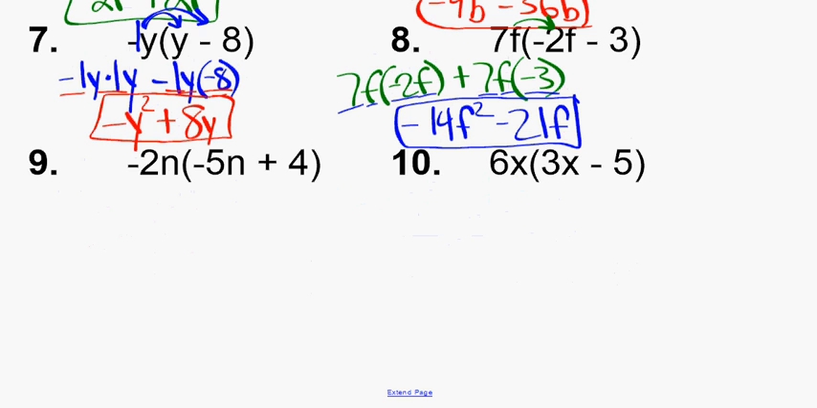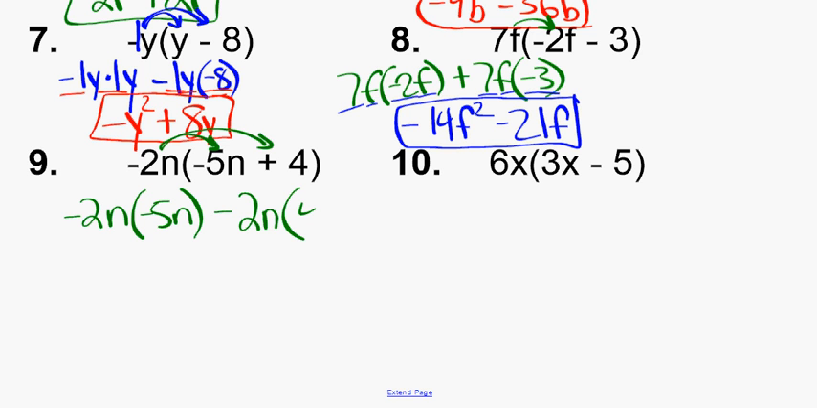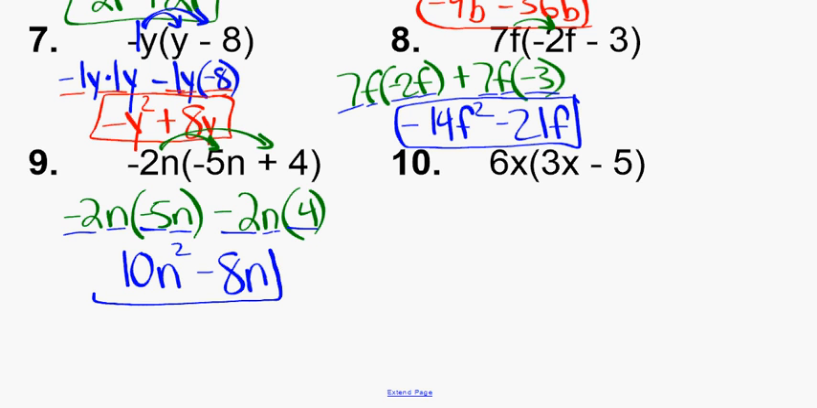Now, I keep saying don't forget your f, don't forget your y, don't forget your n, because a lot of students tend to make that mistake. Don't be one of those students that forgets their variable. So here we're multiplying negative 2n times negative 5n. And negative 2n is also being multiplied by 4. So here we have negative 2 times negative 5, which is positive 10, and n times n gives us n squared. And negative 2 times 4 is a negative 8. Guess what? Don't forget your n.